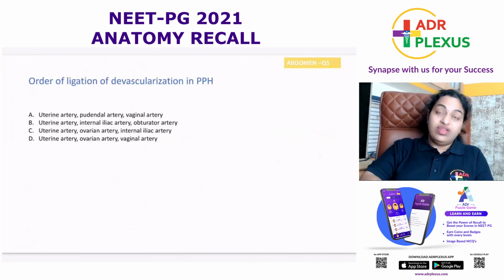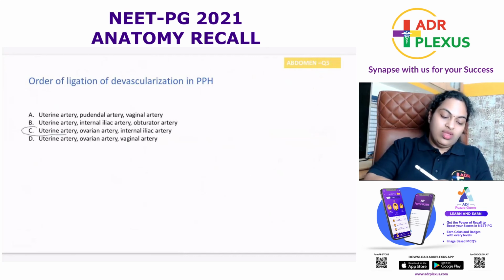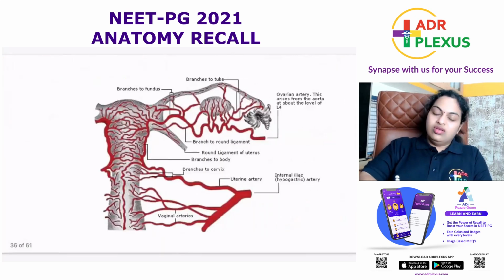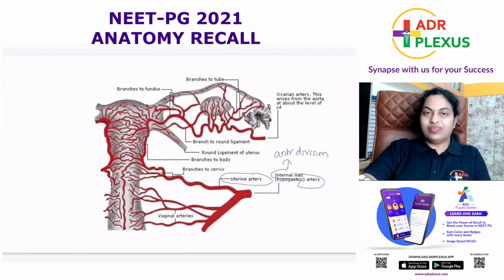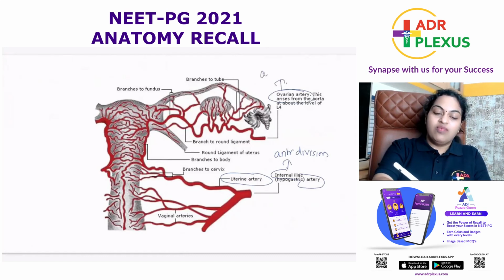Order of ligation of devascularization in a PPH. So you should know the blood supply of the uterus. You know the uterus is going to be supplied invariably by the uterine artery. Where is the uterine artery coming from? Anterior division of internal iliac artery. And also by the ovarian artery. Ovarian artery, the gonadal arteries, come from your abdominal aorta.